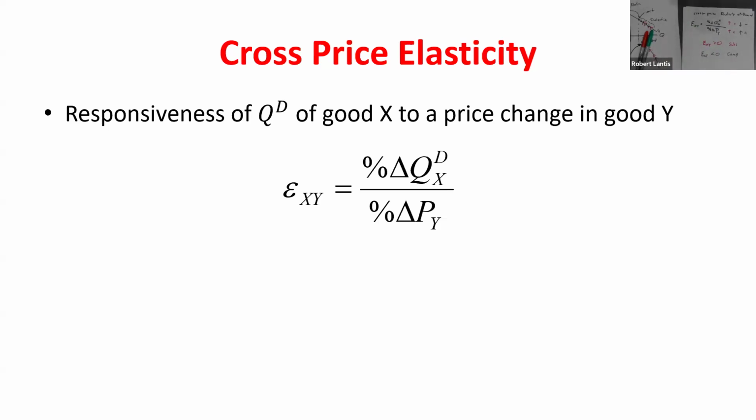So unlike the price elasticity of demand, we don't take the absolute value here, right? The sign tells us something. With the price elasticity of demand, we always knew that the sign was negative, okay? Any questions on this before we keep moving here?